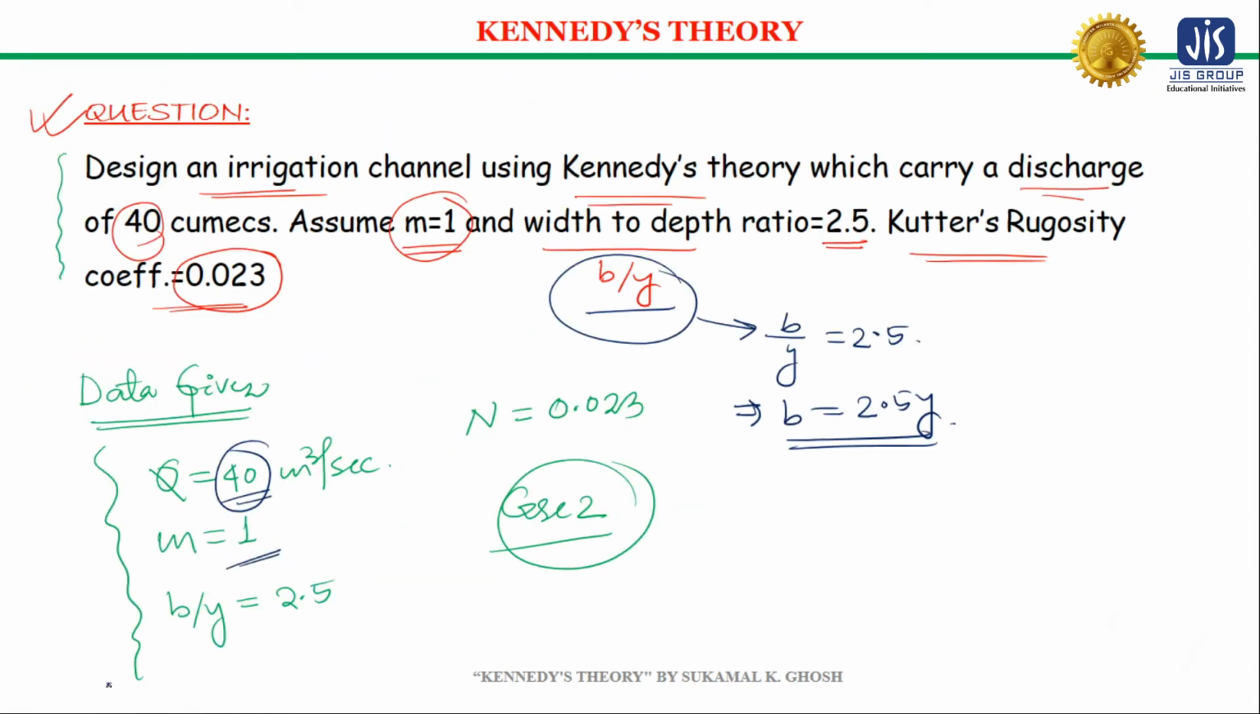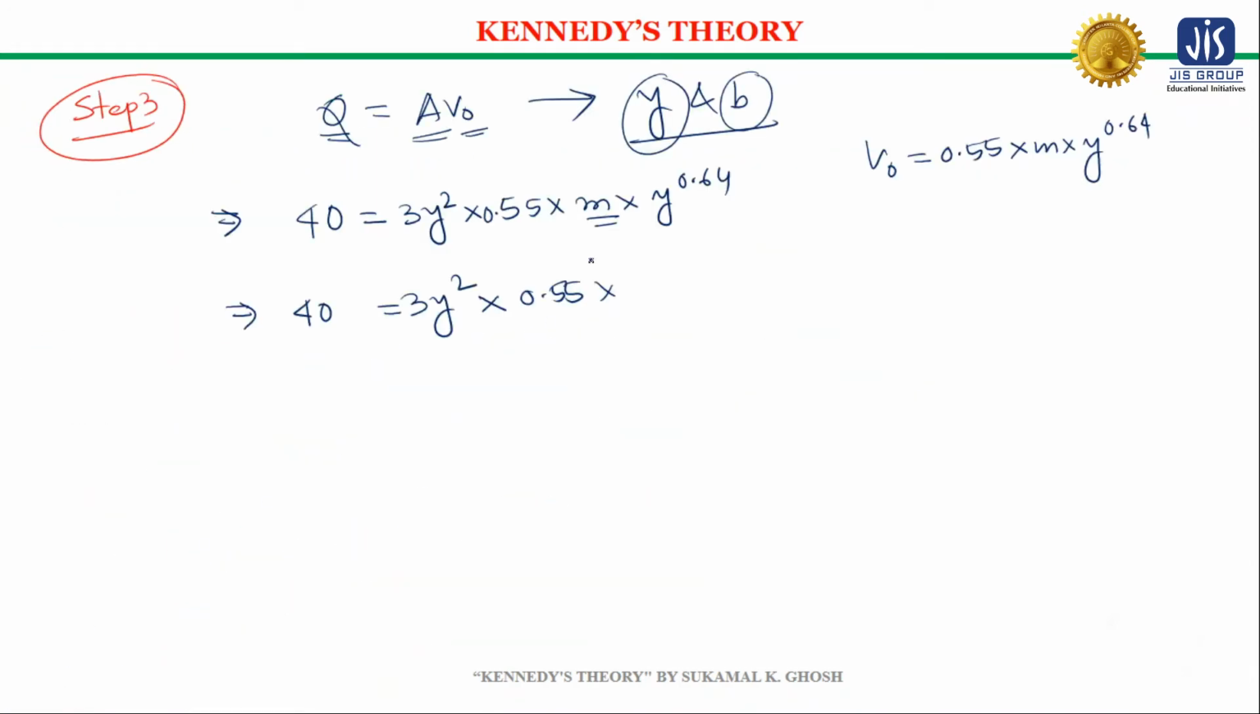Value of m is 1. Okay, it is 1 into y to the power 0.64. Now if you solve this expression, you will have y equal to 3.34 meter. Okay, so we have got the value of y.